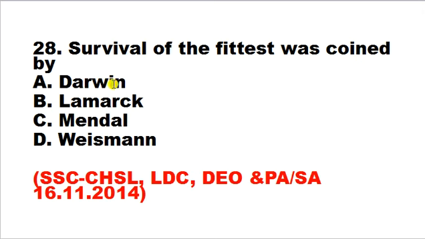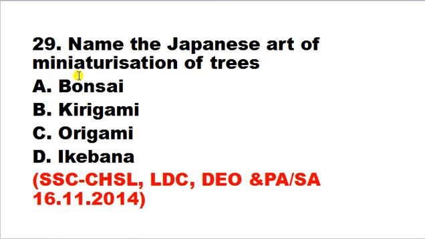Survival of the fittest was coined by Darwin, Lamarck, Mendel, Weismann. The most common phrase, survival of the fittest, that term was coined by Darwin. That means the best organism is selected by nature. Name the Japanese art of miniaturization of trees: bonsai, kirigami, origami, ikebana.